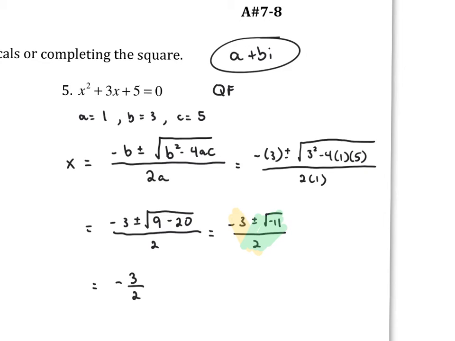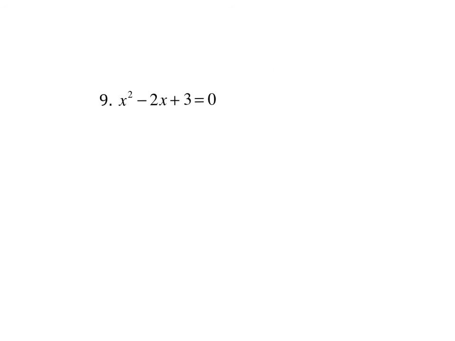So let's now do plus or minus. The radical 11 is on top, the 2 is down below, and the negative, the square root of negative, comes out as an i. And there we go. It's kind of ugly, but it's absolutely correct. Now let's take a gander at number 9.